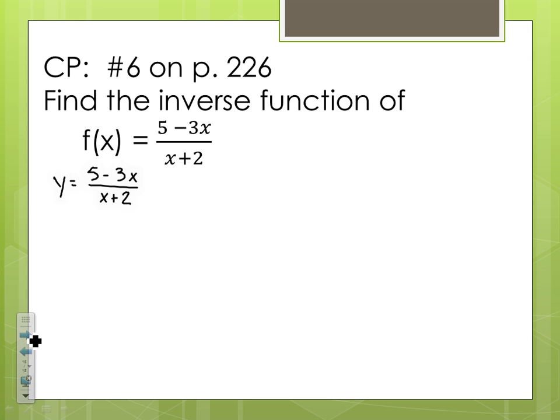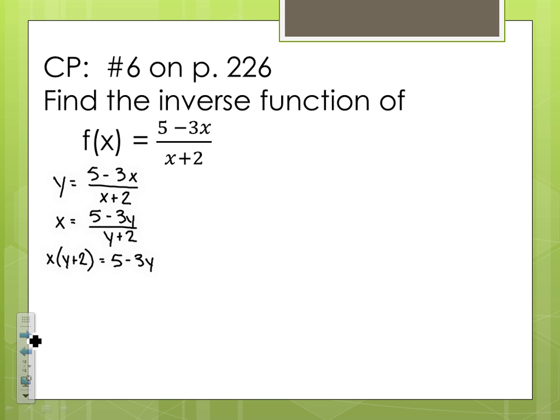Step 3, switch the y's to x and the x to y. So this becomes x over here, and we end up with 5 minus 3y over y plus 2 on this side. Now we need to solve for y. All right, so let's first of all get y plus 2 out of the bottom of the 1 and over to the other side.